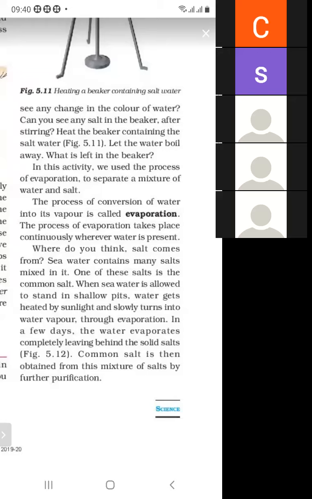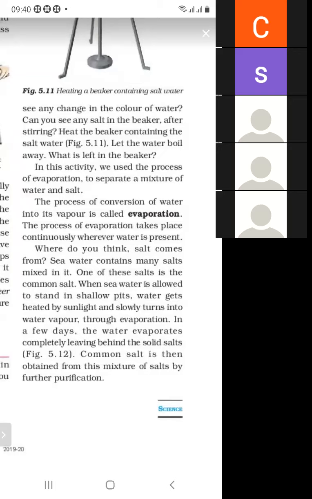The process of conversion of water into vapor is called evaporation. And evaporation increases when temperature increases. And where does salt come from? Salt comes from the seawater.